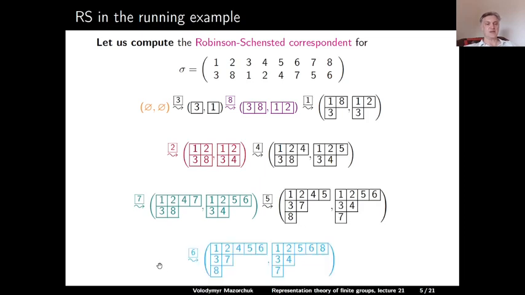Finally, we insert 6. 6 is greater than 5, so it just goes into the first row. And we get the answer. So the insertion tableau for sigma is 1, 2, 4, 5, 6, the first row, 3, 7, and 8. So the shape is 5, 2, 1. And the recording tableau for sigma is 1, 2, 5, 6, 8, 3, 4, and 7.